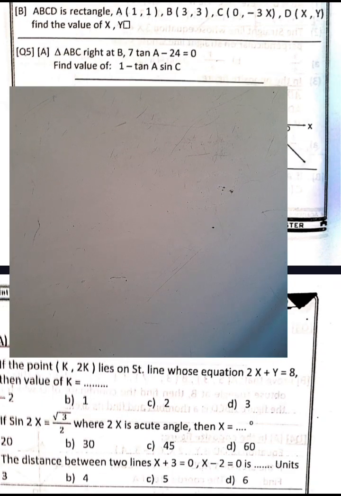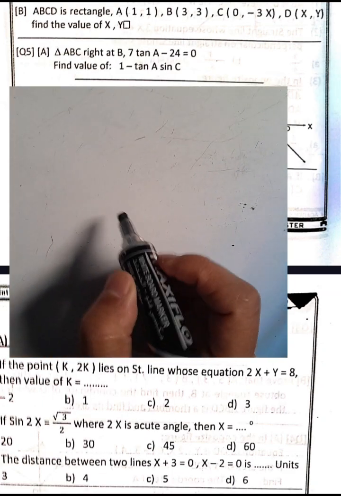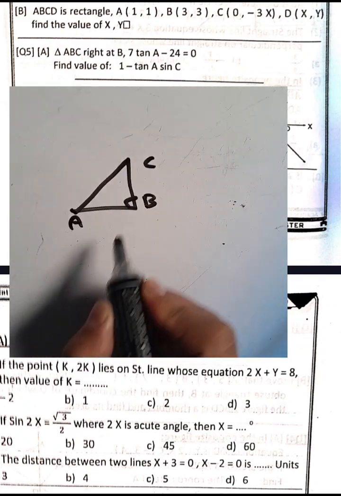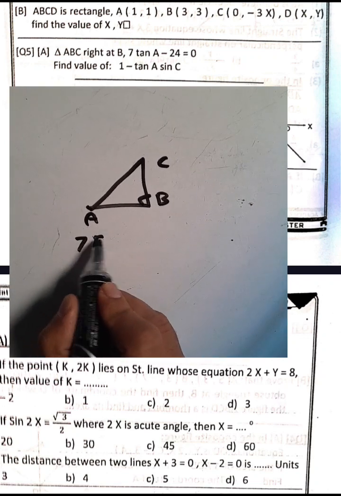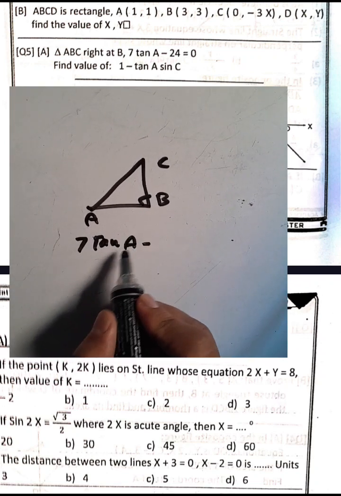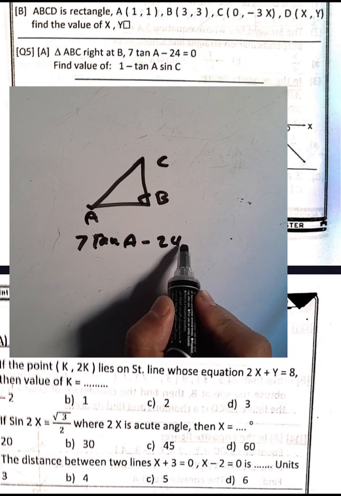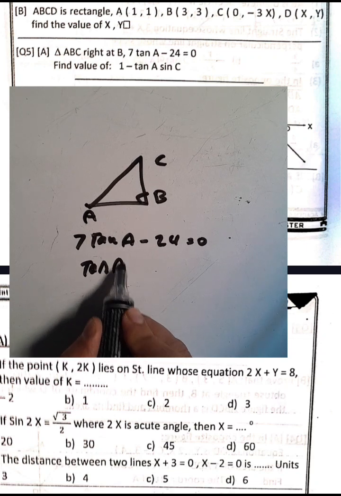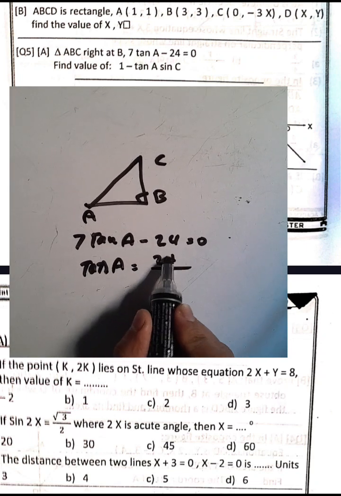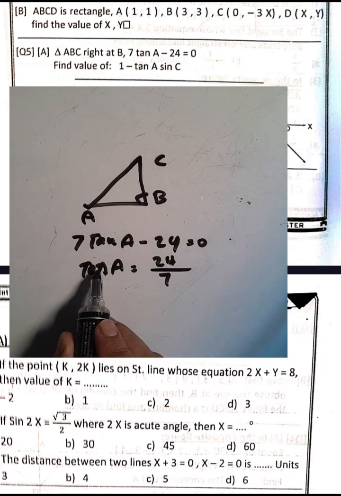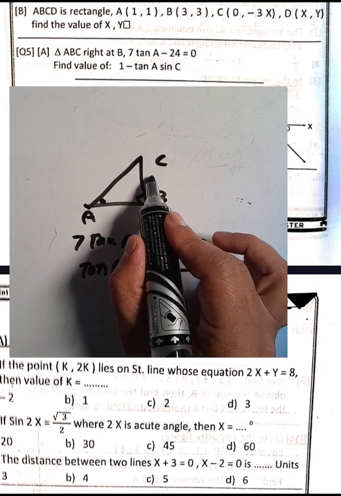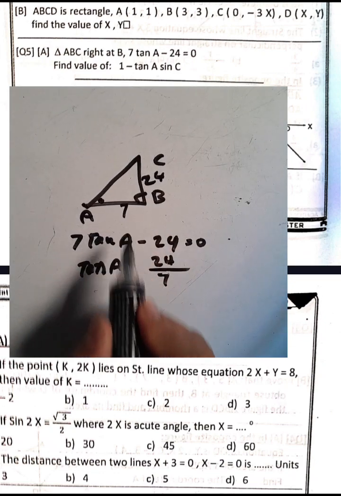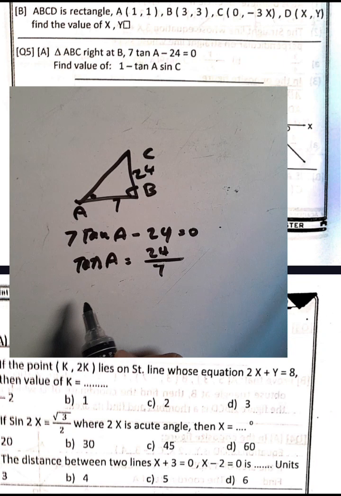That was question number 5, letter E. We have a right angle triangle at B. ABC is a right angle triangle, and he gives us 7 times tan A minus 24 equals 0. Okay, we can find tan of angle A. It will be 24 over 7. It's the tan of angle A: opposite here 24, and adjacent 7, because tan of an angle equals opposite over adjacent.